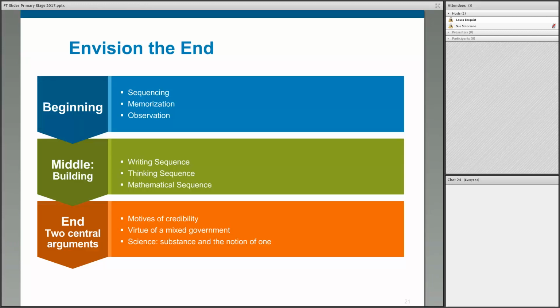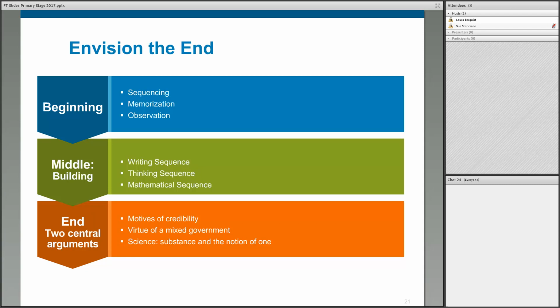So as I said at the very beginning, one needs to see the beginning and the end to understand the process. We begin with laying the foundation of the tools of thinking, the training of the imagination, sequencing, memorization, and observation. Then we provide training in writing skills, thinking skills, and the mathematical progression. And I'll be talking about these things more. These skills are used with the specific content.